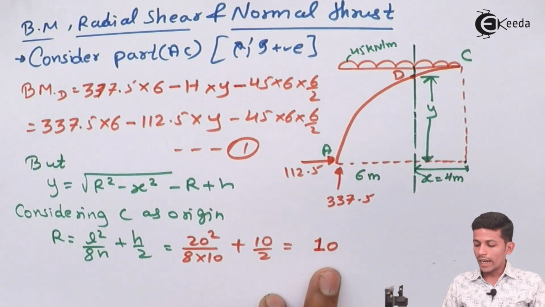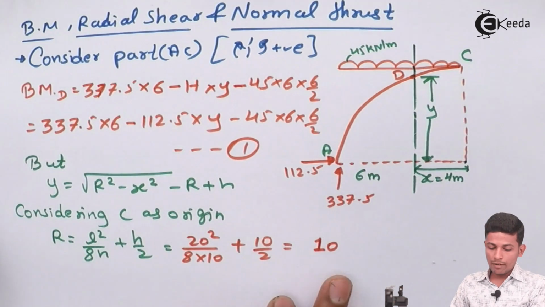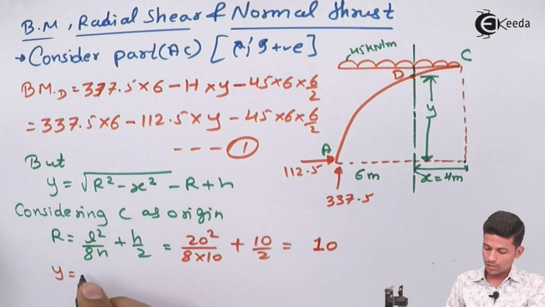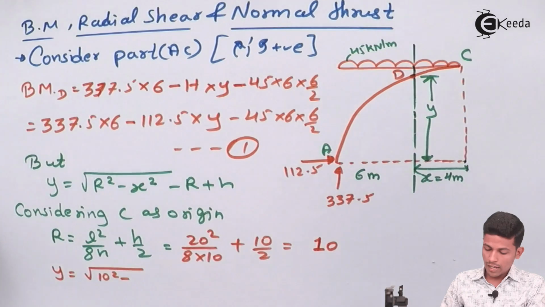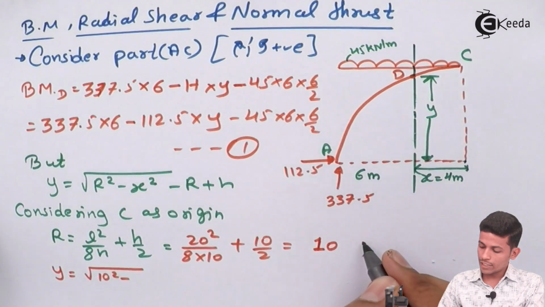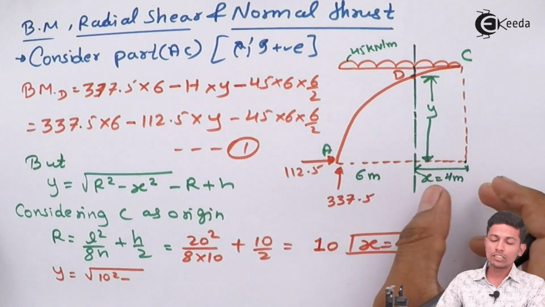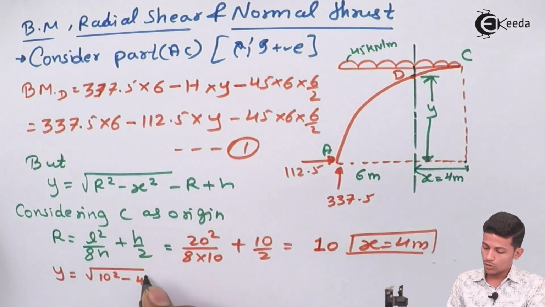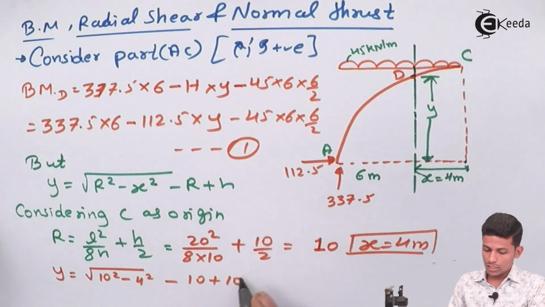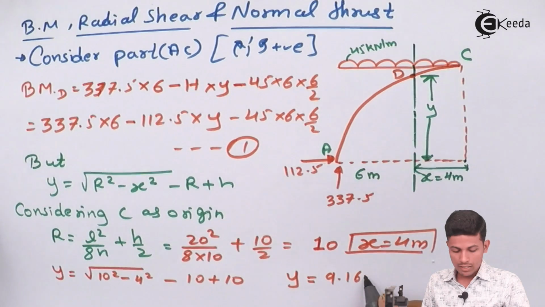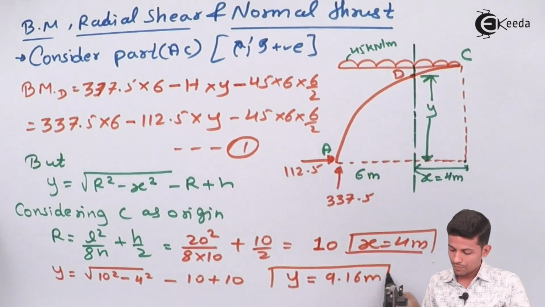R will be coming 10. Now y is equal to under root 10 square minus x square minus 10 plus 10. As you all know, here we have given the x value. X is nothing but 4 meter because we know this distance. So this 10 will get cancelled. Directly you get the value of y as 9.16 meter.